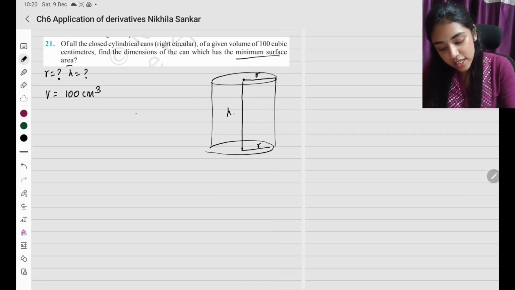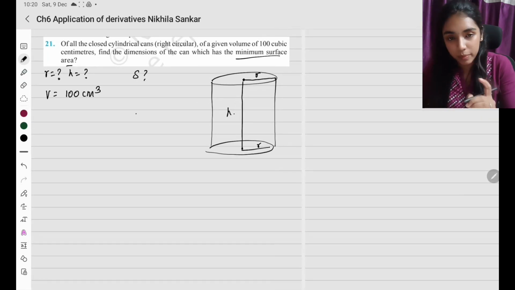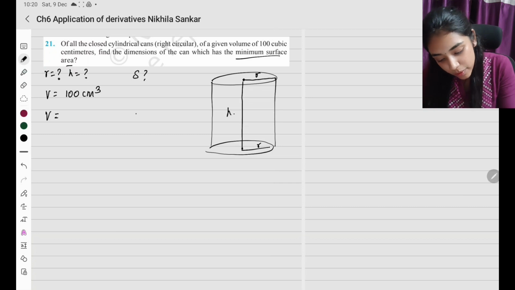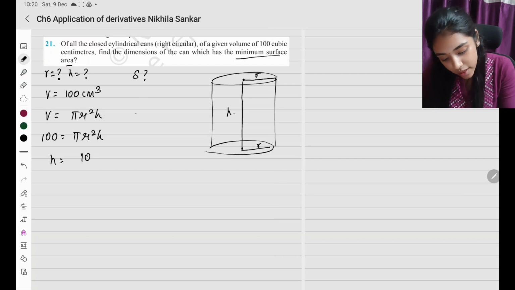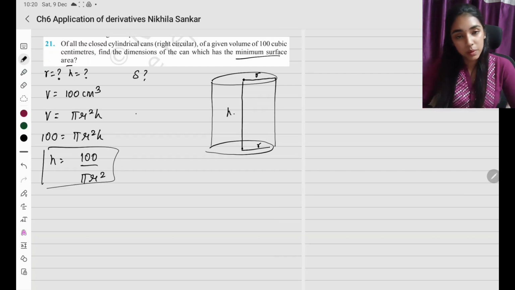Now what is given first? Surface area minimum, so I have to find out what my surface area is. Before that, I know that the volume of a cylinder is going to be pi r square h. Now I have volume equals 100. So 100 equals pi r square h. So I can write h in terms of r, which is going to be 100 divided by pi r square. So I found a relation between h and r.